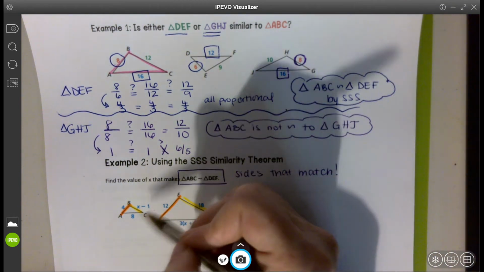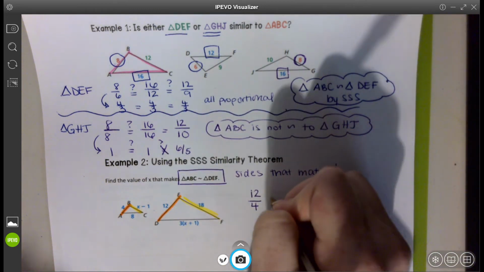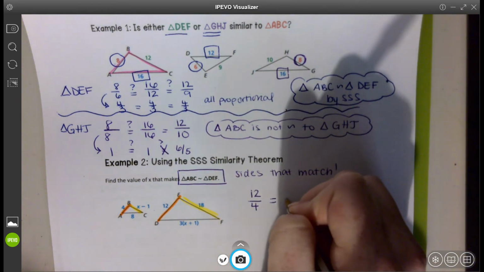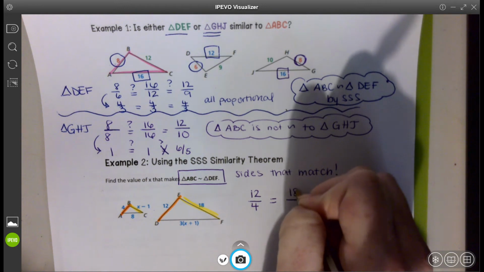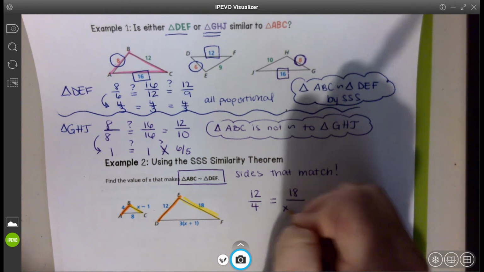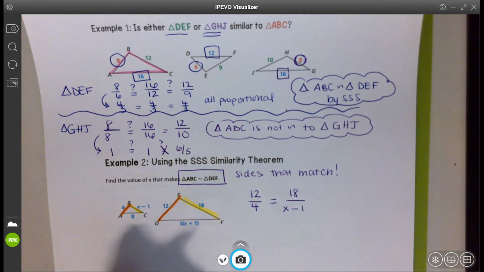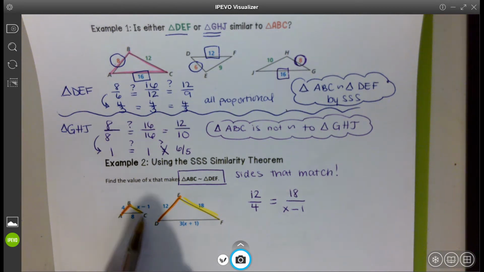So those are my orange sides right there, and set that equal to 18/x minus 1. I chose not to use the sides I didn't highlight. You could have, and you could have paired it with the orange sides or the yellow sides. It's up to you. I chose to go with the variable that had a little bit less work involved.